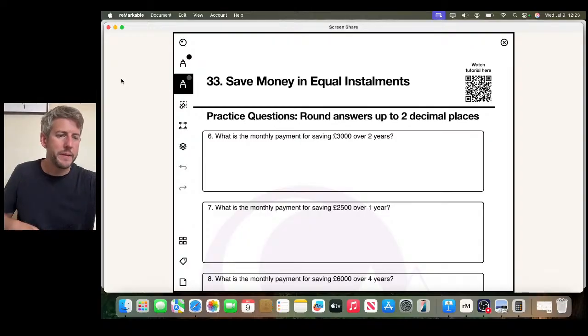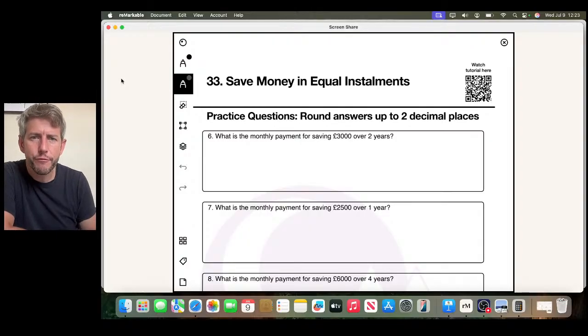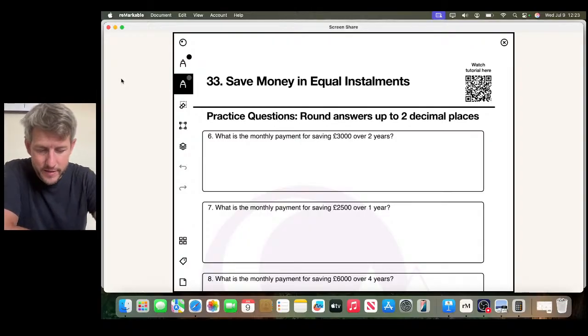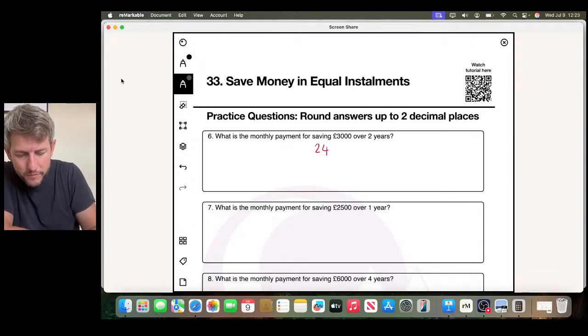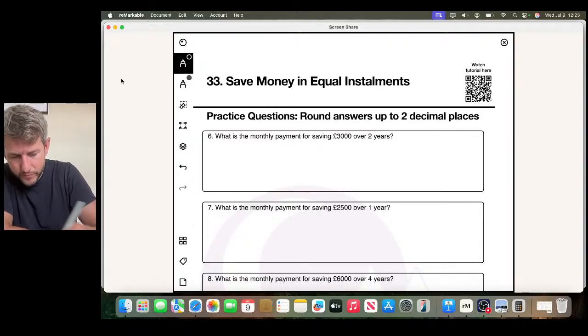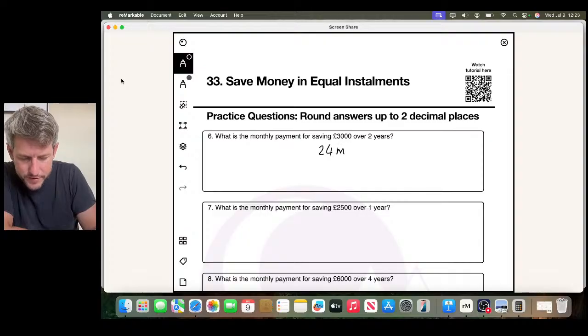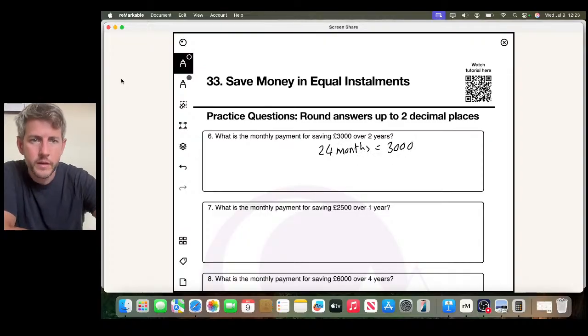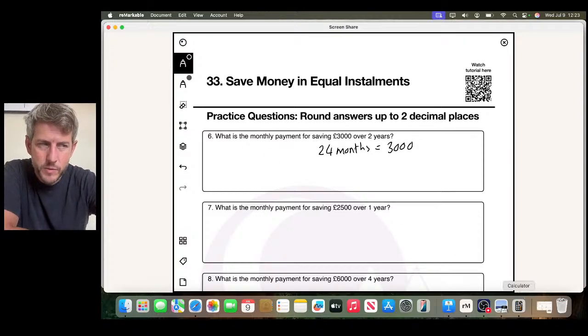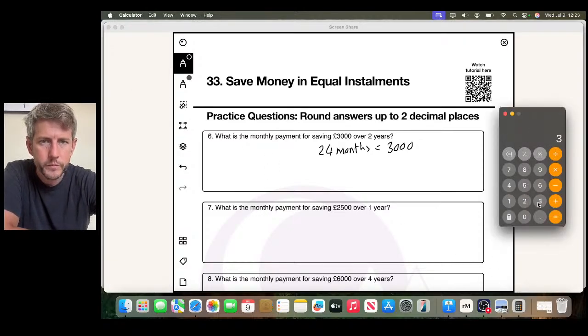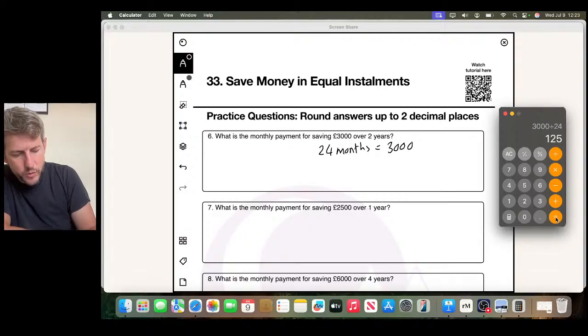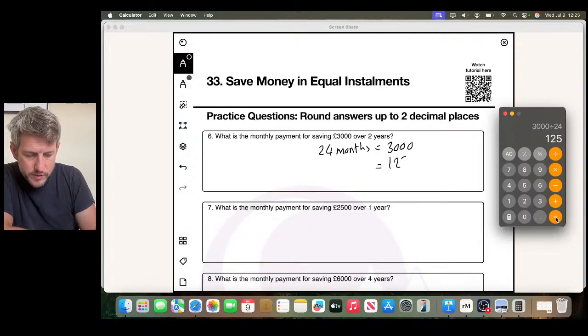What is the monthly payment for saving £3,000 over 2 years? 2 years is 24 months. So 24 months equals 3,000. So we need to do 3,000 divided by 24. And that equals 125. There we go.